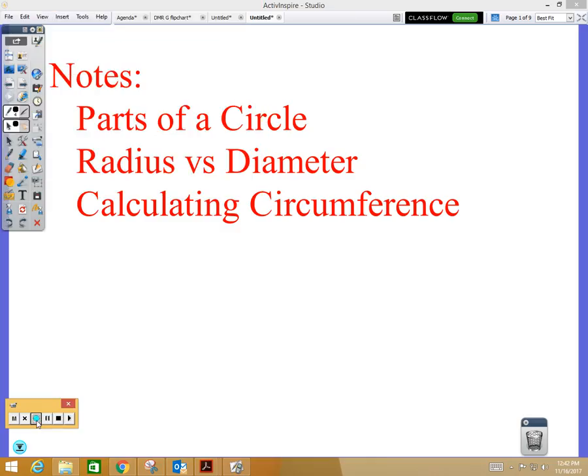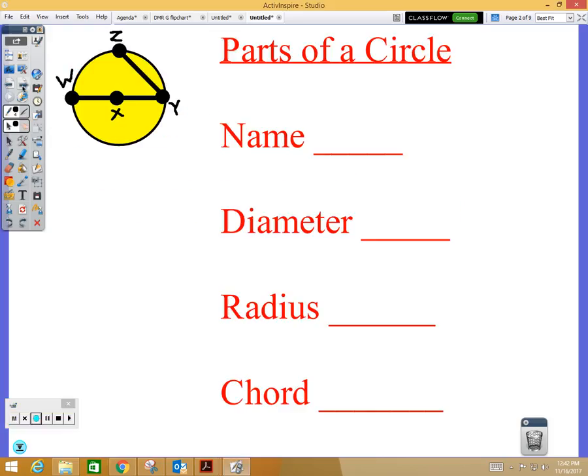So we're going to first review the different parts of a circle. Okay, so if I have this picture of a circle, and I wanted to name the circle, I wanted to give the diameter, a radius. Now there's more than one radius, but a radius and a chord. What is the name of this circle? X. That's all we're saying. The name of the circle is Circle X. Remember yesterday we had Circle K?